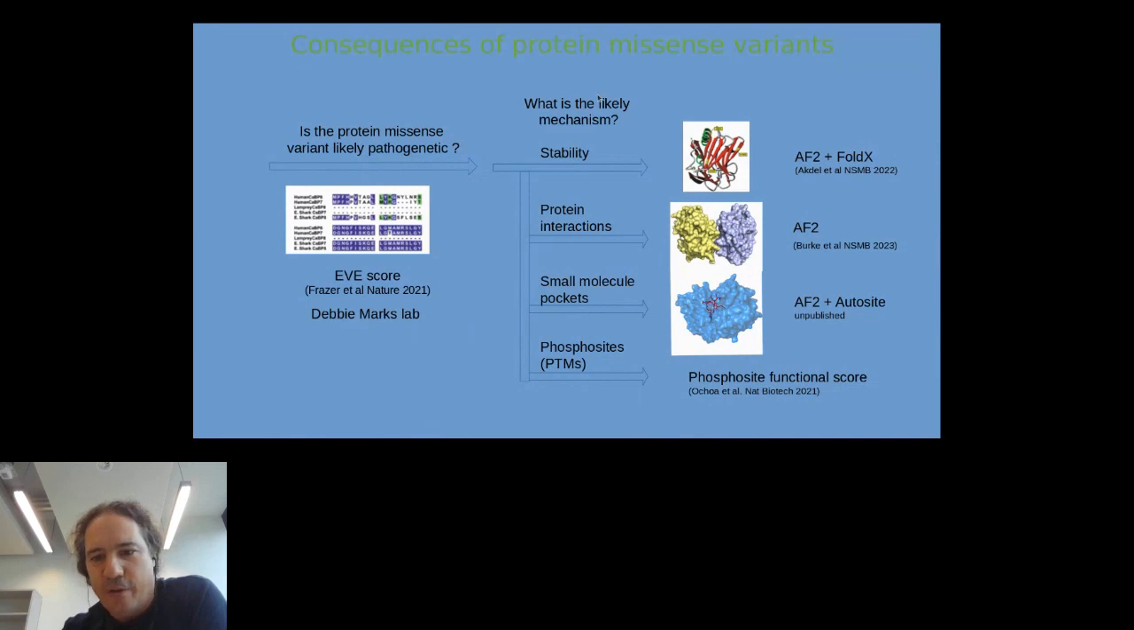And this is where structures are very good. This protein structure information is better suited to tell you about the mechanisms of action of the variant, and it is less accurate at predicting pathogenicity.